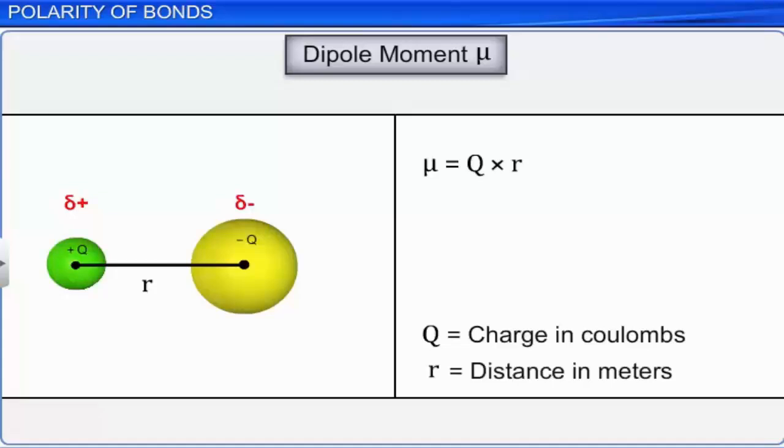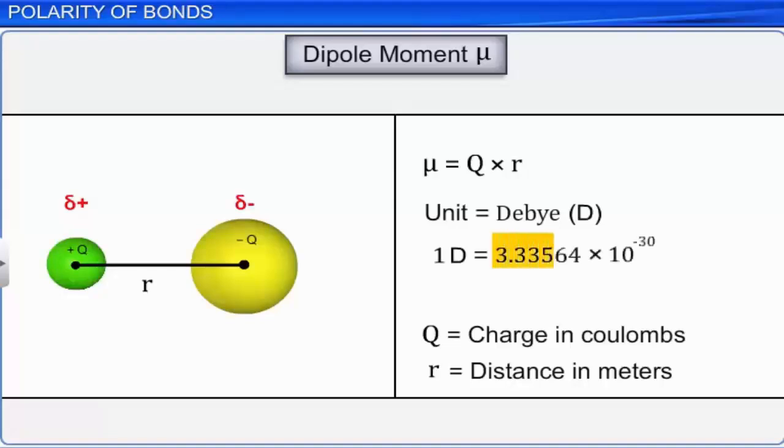Dipole moment is a vector quantity, which means it has both magnitude and direction. The unit for dipole moment is called Debye and is denoted by D. 1 D is equal to 3.33564 times 10 to the power minus 30 coulomb meter. Dipole moment indicates the degree of polarity in a molecule.